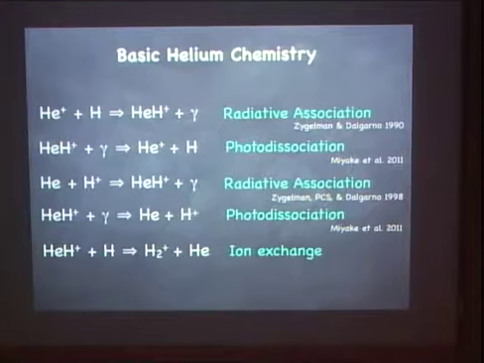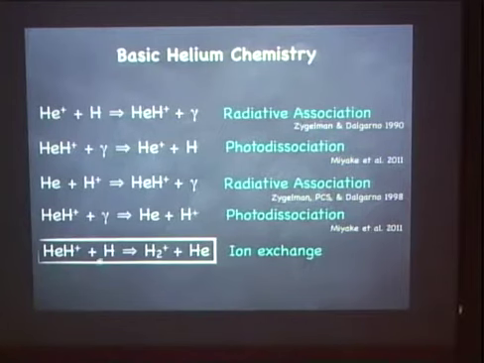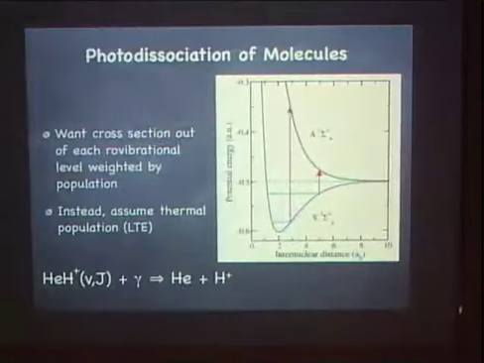What's interesting is also that this reaction, HeH plus with H, goes on to make H2 plus, which turns out to be an important destruction mechanism for HeH plus. So we calculate the blackbody rates for these photodissociation rates, and also see how the distortion photons affect the helium chemistry.